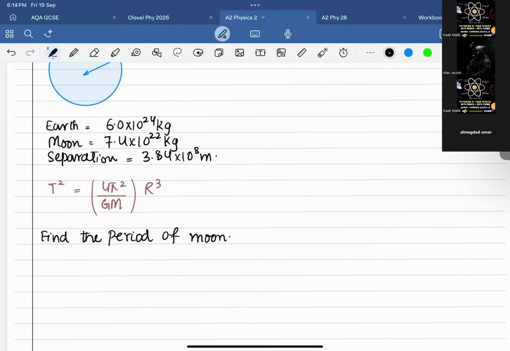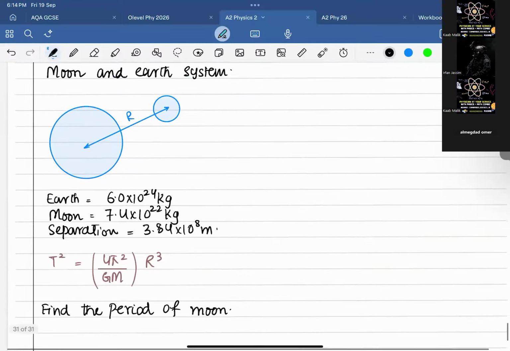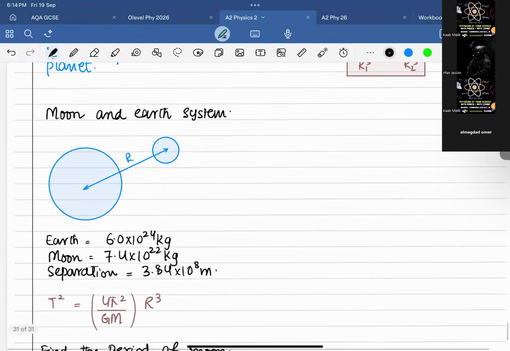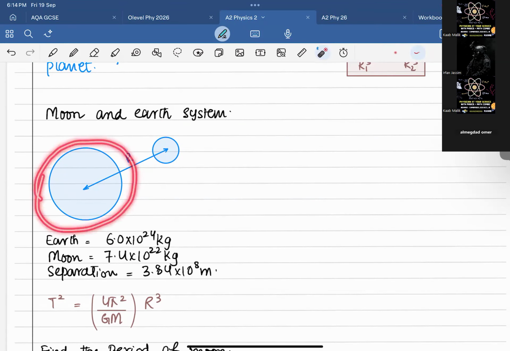Always keep in mind that whatever the central mass is, you have to use its mass always. In this system, the Earth is the center. This is the Earth and Moon system, so you have to use Earth's mass for this calculation. Clear?